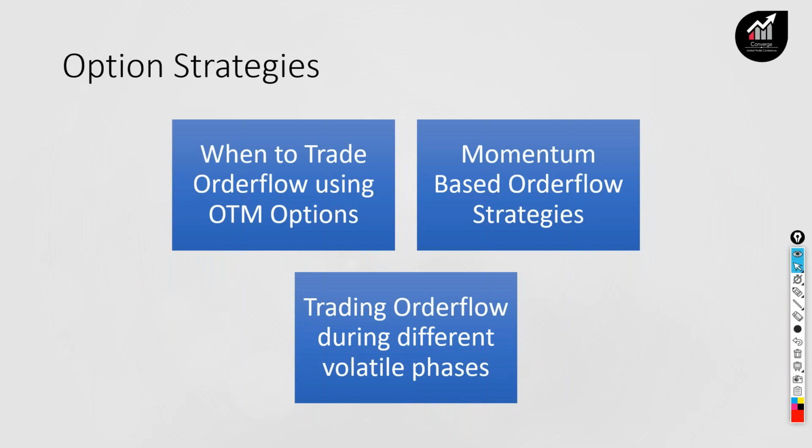So particularly when to bet on cheaper options, and momentum based order flow strategies, trading order flow during different volatile phases. You know, the volatility in the markets will always be changing. So in different market situations, even though the strategies are the same, we may have to adopt different strike prices. Sometimes we may have to go for in the money options, 4 strike in the money, 2 sometimes, sometimes at the money, sometimes out of the money, sometimes monthly options, sometimes weekly options. So when to select what options, that we will be discussing particularly from an order flow point of view.